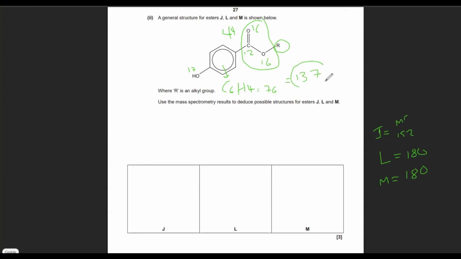If I add 44, 17, and 76, I get 137. I know the constant region for all of these is 137. So for J's R group, I'm going to do 152 minus 137, and that is going to give me 15. What possible group? We want to make an ester, so we could have methyl, ethyl, propyl, butyl, whatever. It's going to be the methyl group. The methyl group, carbon's 12, each hydrogen's 1, that's 15. So we're going to have a methyl group stuck on where that R is.